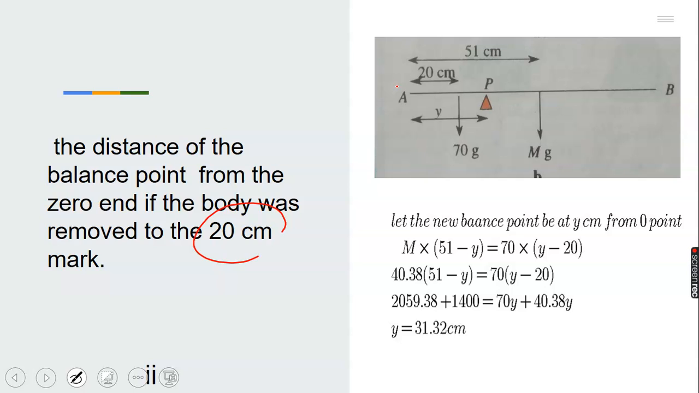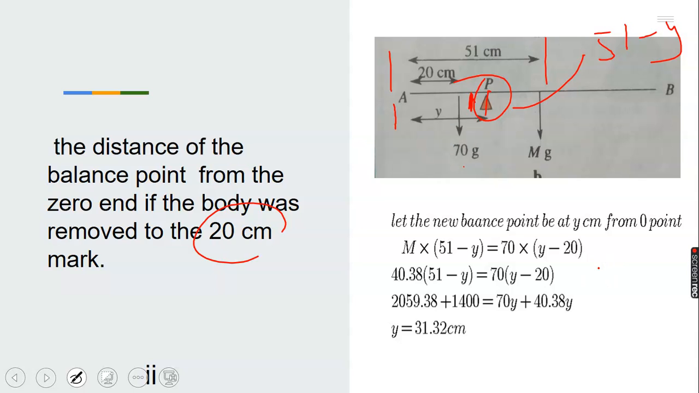Now, what we have here is this. From here to here is 25. We want to get the new balance point, that is the position of this pivot. Now, from end A to the midpoint is 51. And from here to here, we use Y to represent it. That means here will be 51 minus Y. Now, from here to here is Y. Then we find the distance between the 70 kilogram and the new balance point, which is Y minus 20.